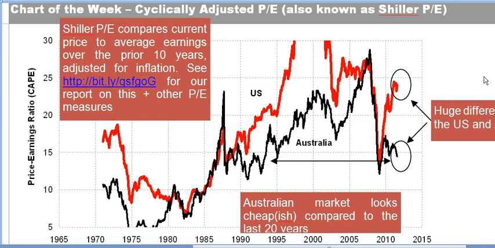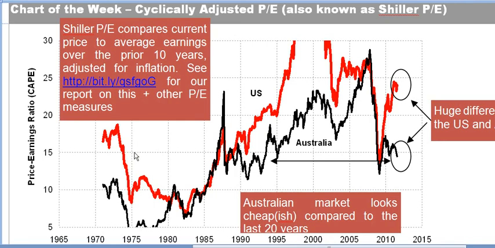Now, what I have focused on this week are two things. One is just a bit of a long-term look. The chart of the week we've got is the Shiller PE, which comes from Robert Shiller, who's of the Case-Shiller housing indices in the US, and he's quite an outspoken Yale professor.